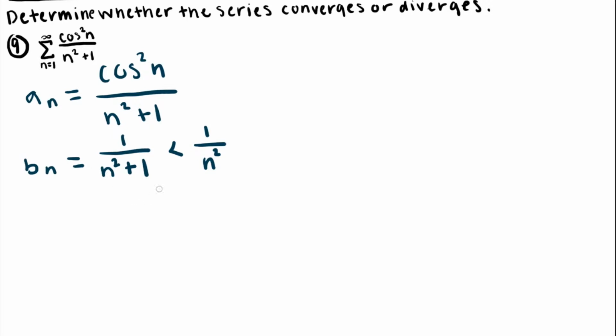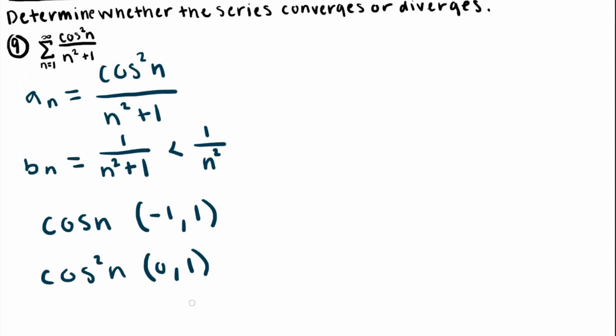So we have to figure out whether this b of n is greater than or less than this a of n. Now because of this cosine, it'll make it a little tricky. But cosine of n has a range of -1 to 1, and because it's squared, it has a range from 0 to 1. So this numerator will always be greater than or equal to this numerator, so we know that our b of n is greater than our a of n. And you always want these to match up so that you can use the direct comparison test.